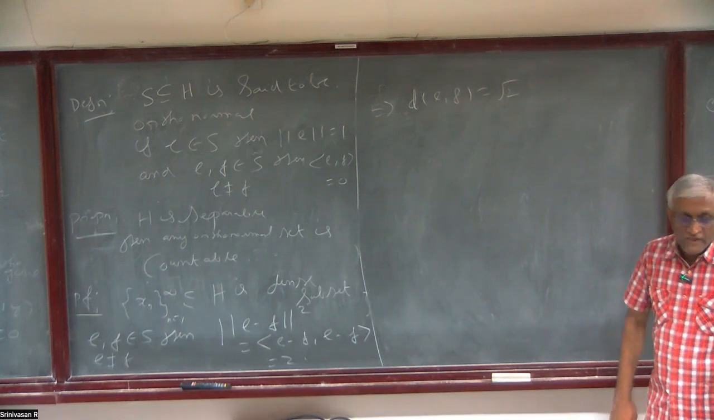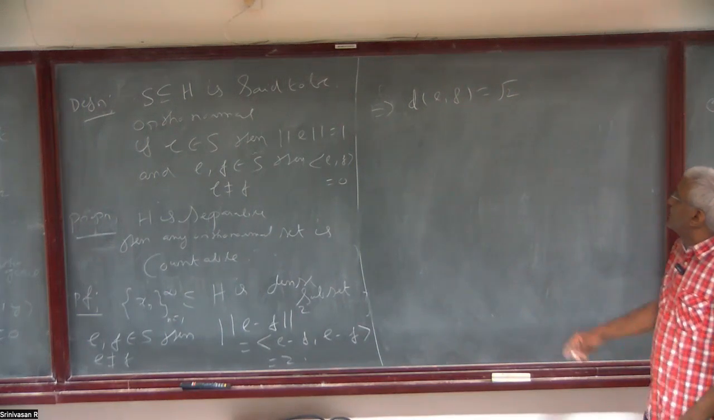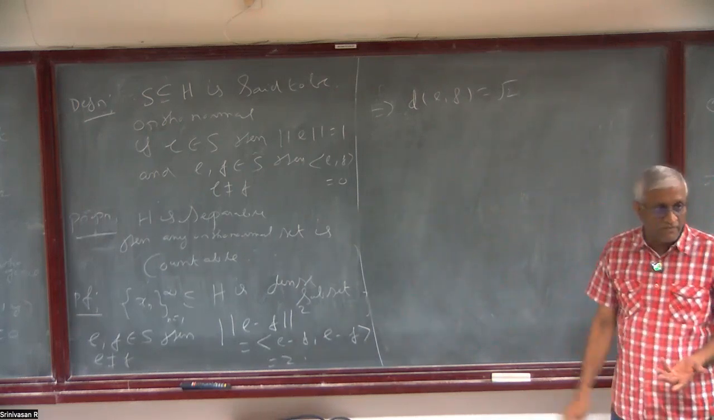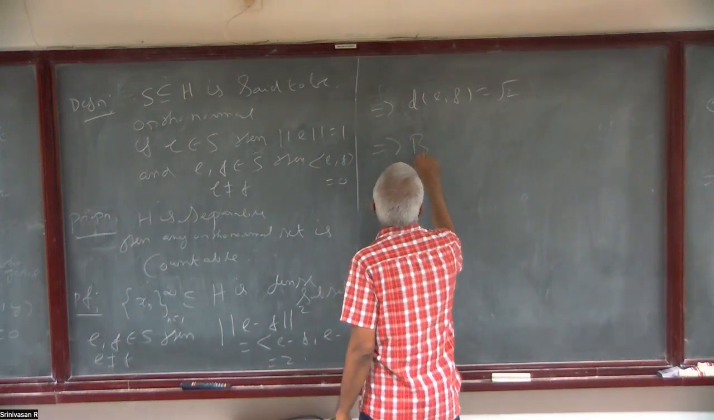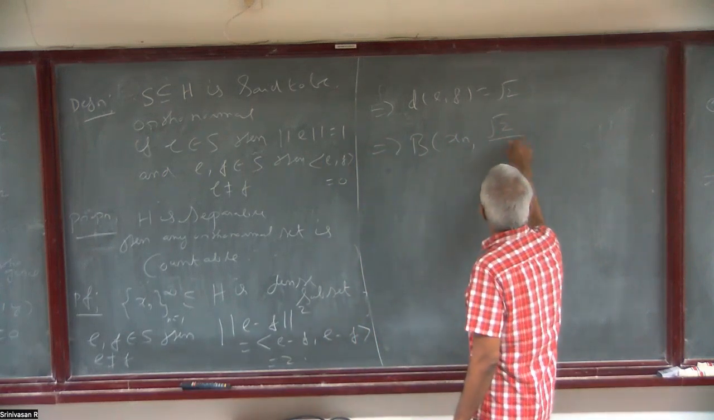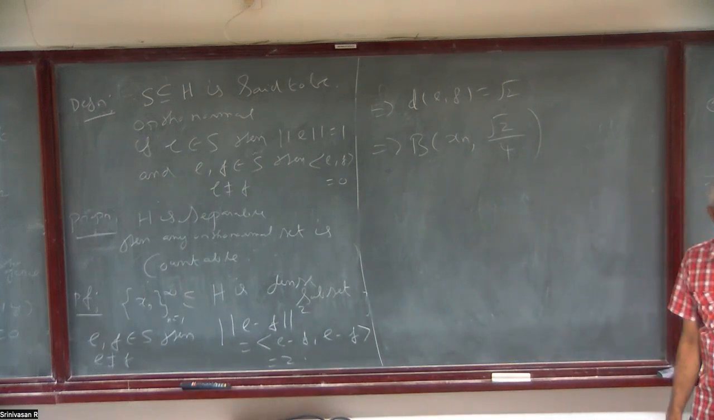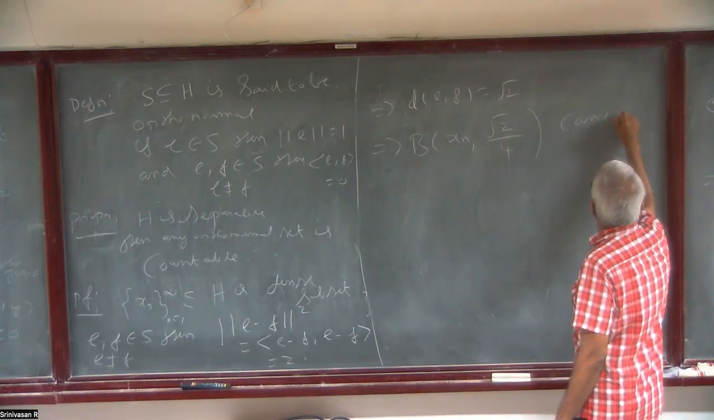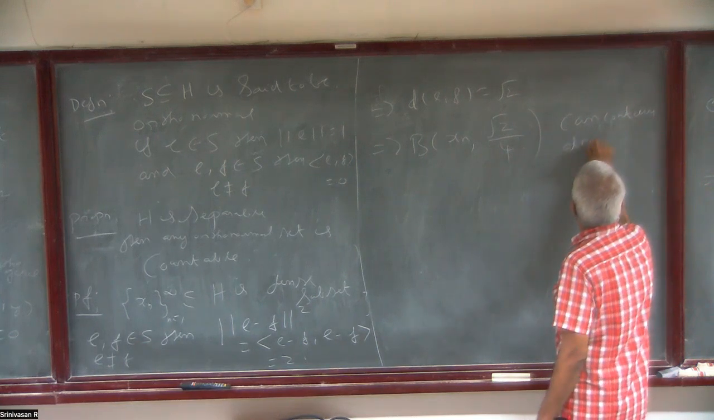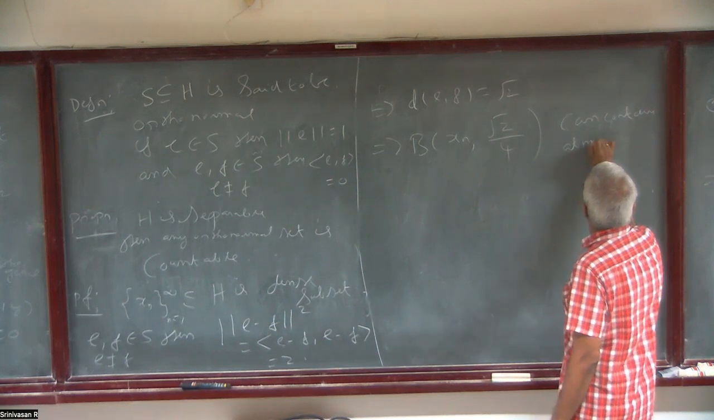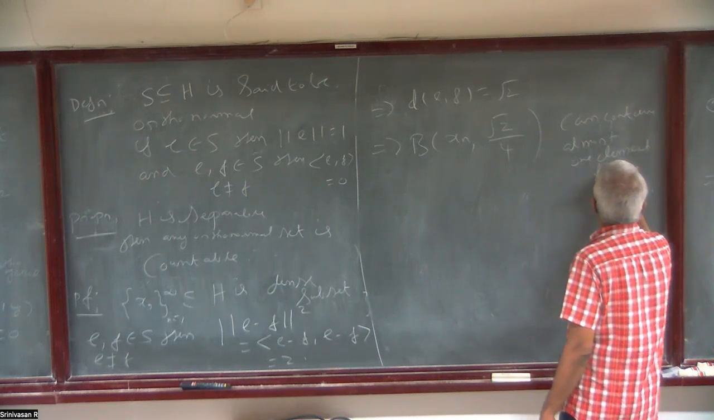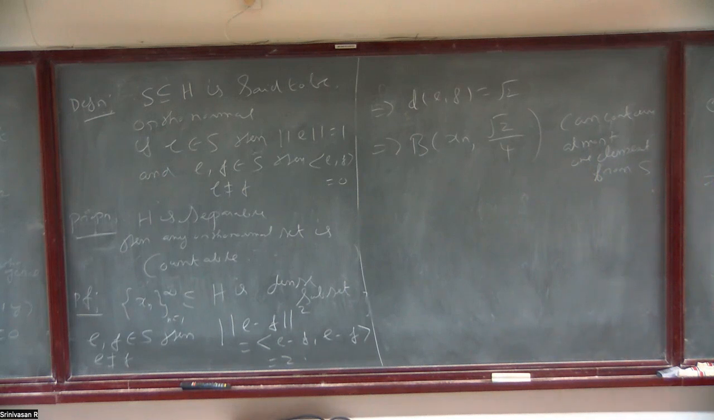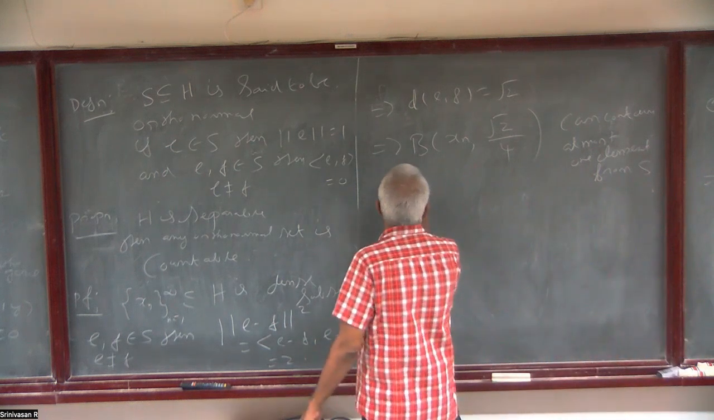So if we take any open ball with half the distance, or maybe a quarter of this distance, then it cannot contain two elements of S. So any open ball B of X_n with radius root 2 divided by 4, or 3 if you want, can contain at most one element from S. This is indexed by n, so it's countable. This implies S is countable.